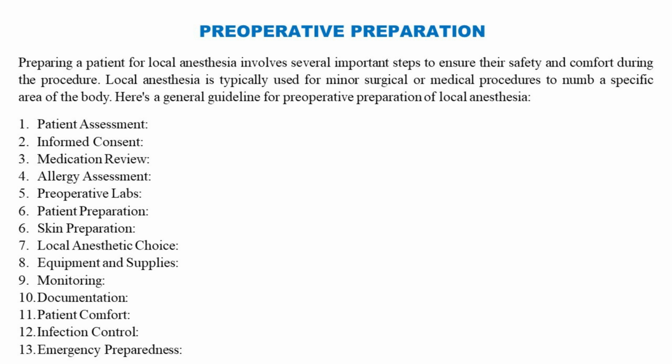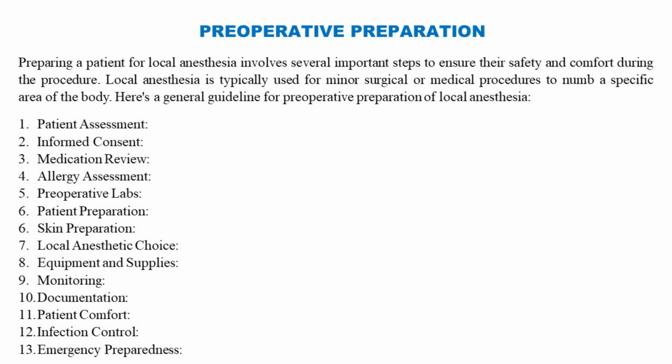9. Equipment and supplies. Ensure that all necessary equipment and supplies are readily available, including sterile needles, syringes, local anesthetic solutions, and any additional items required for the procedure. 10. Monitoring. Continuously monitor the patient's vital signs during the procedure, including blood pressure, heart rate, and oxygen saturation. 11. Documentation. Document all preoperative assessments, patient consent, medication administration, and any other relevant information in the patient's medical record.